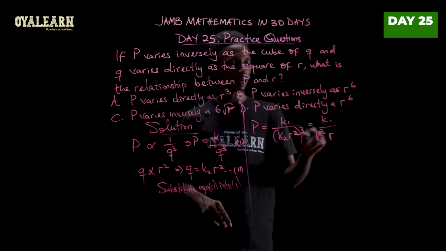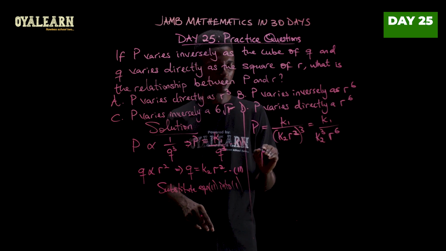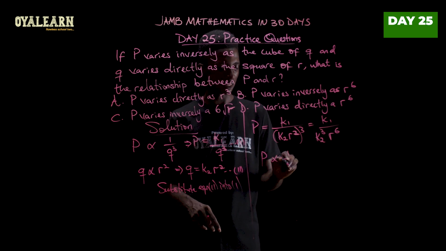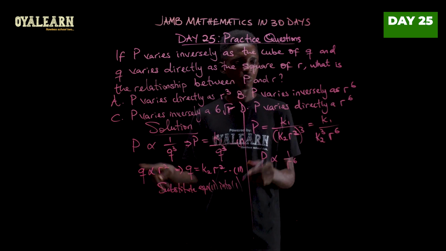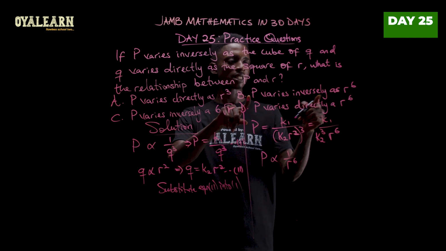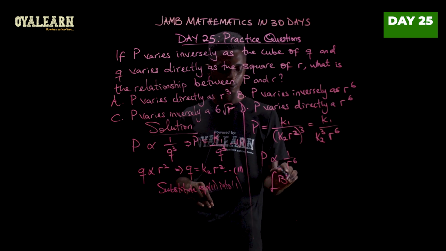Now 2 times 3, that is 6. So from here we can say that P therefore varies inversely as R raised to the power of 6. So which of them says that? So P varies inversely as R raised to the power of 6. So our answer is option B.